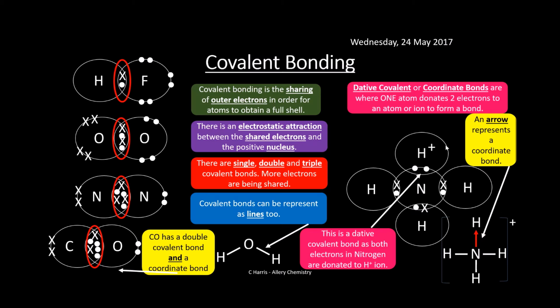Carbon monoxide has a double covalent bond, and it has a coordinate bond as well. You can see the structure that's been drawn. We've got 2 crosses and 2 circles showing the standard double covalent bond, and then we have 2 electrons coming from this oxygen, and that's the coordinate bond. This oxygen is giving up electrons to the carbon, so that's a coordinate bond.